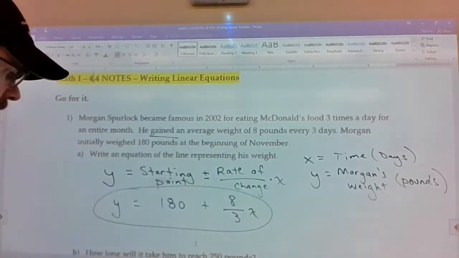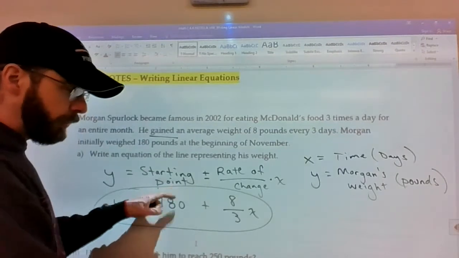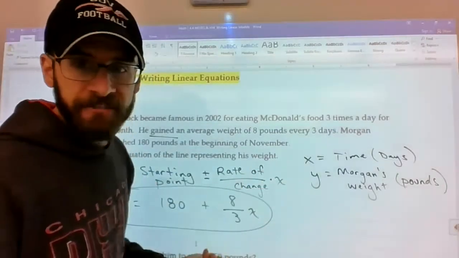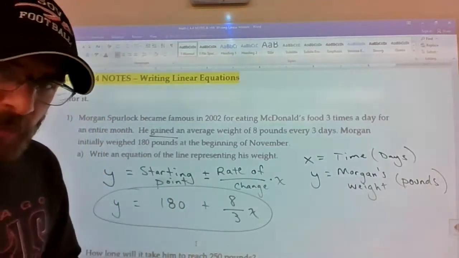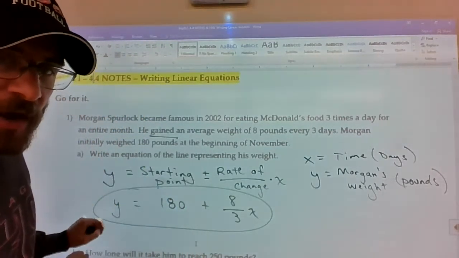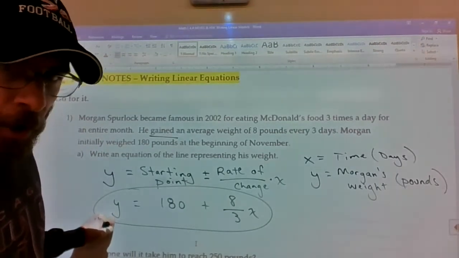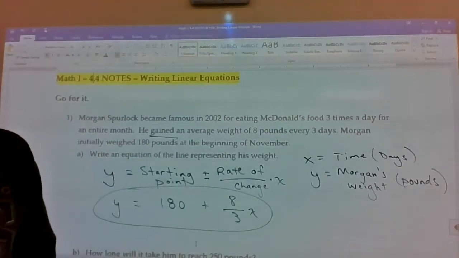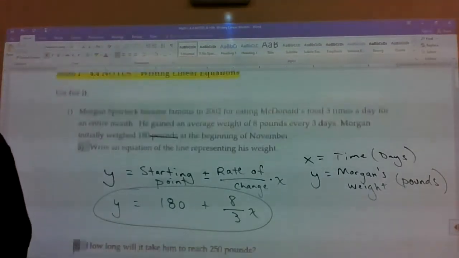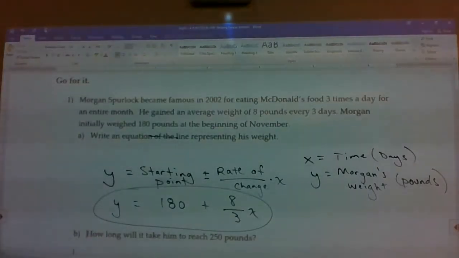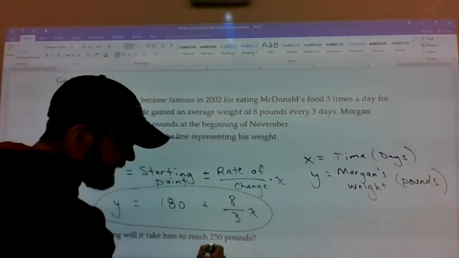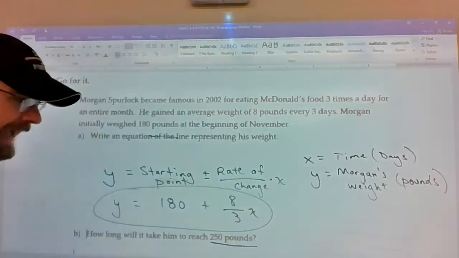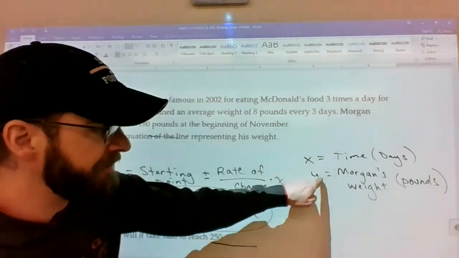Okay, there's part A. Write the equation of the line. We've got it based on the starting point and the rate of change, and then I just define my variables over here to make sense of things. So now, as we look at the next questions, we are using what we got in part A. Part B is saying, how long will it take him to reach 250 pounds? So, for part B, you're given the 250 pounds as your y value.